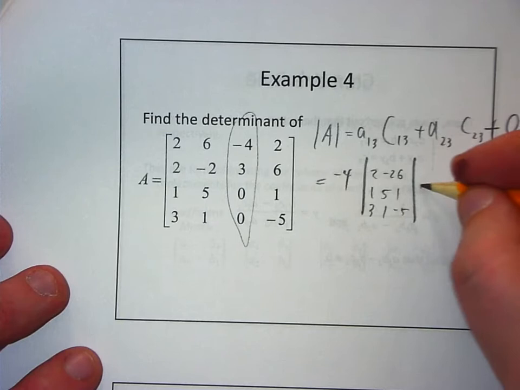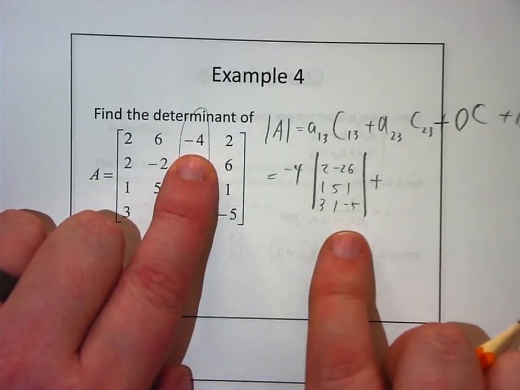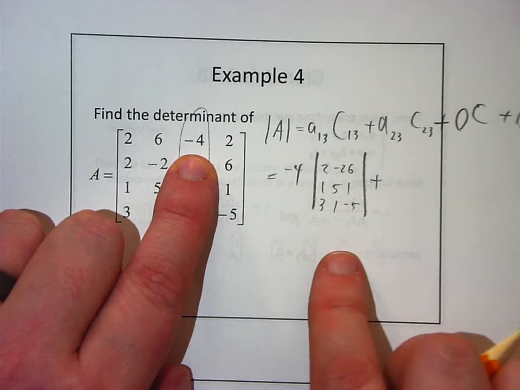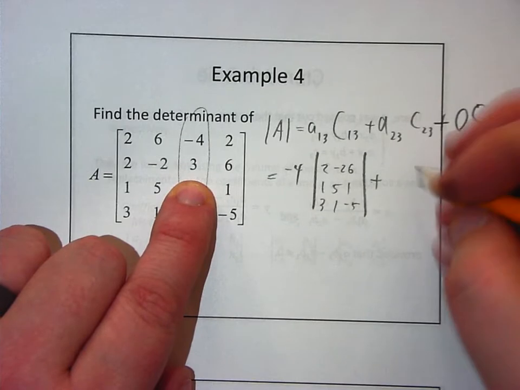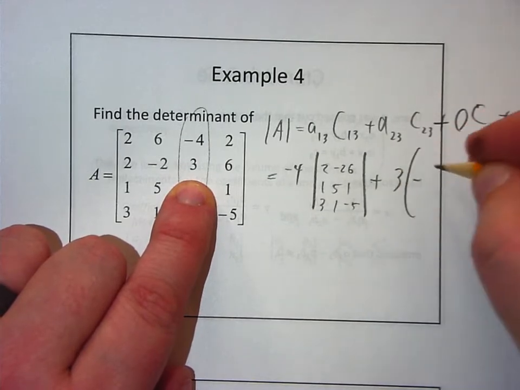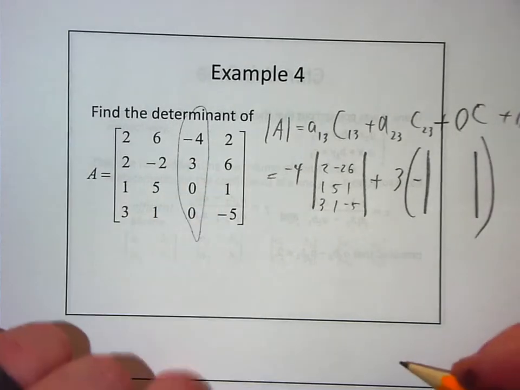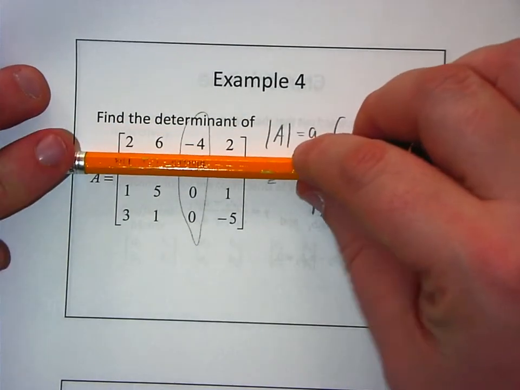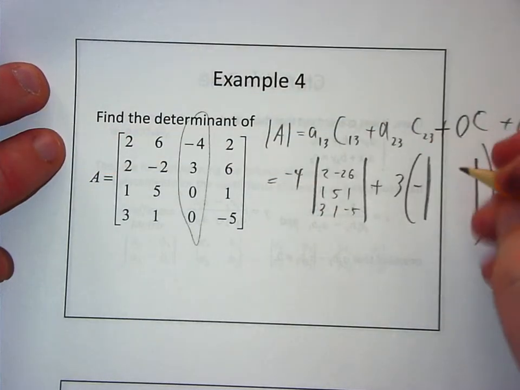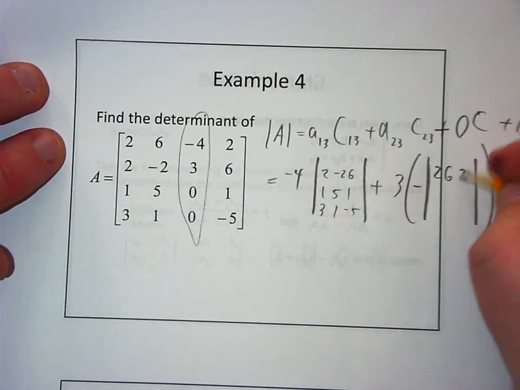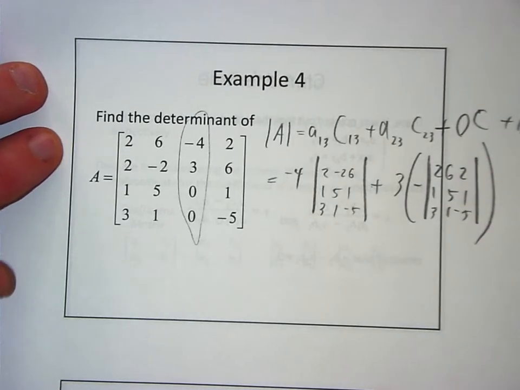Then you're going to add to that. Now the other thing, is this going to be positive or negative in this position, the cofactor? Is it going to flip signs or stay the same? Stay the same. What about this one? Flip. So I have plus 3 times negative, and then your determinant. Well, if I eliminate this row and the circled column, okay, so I have 2, 6, 2, 1, 5, 1, 3, 1, negative 5.